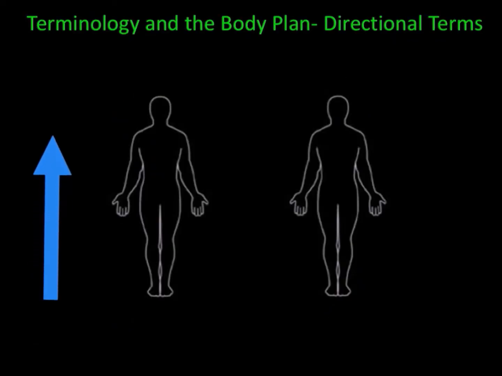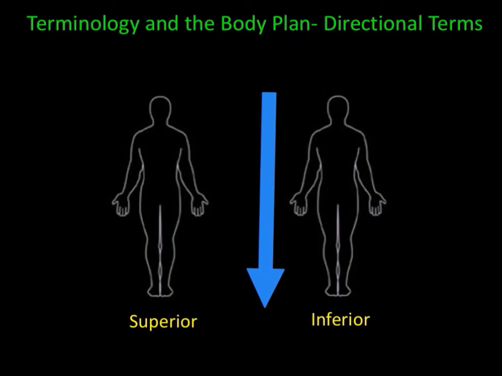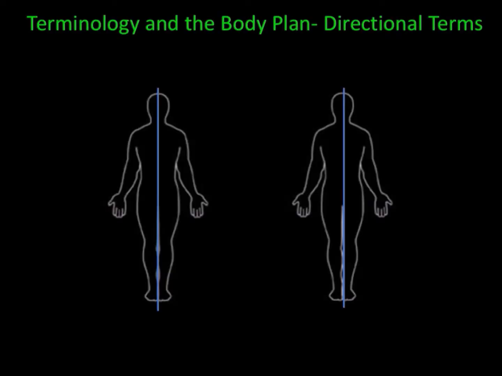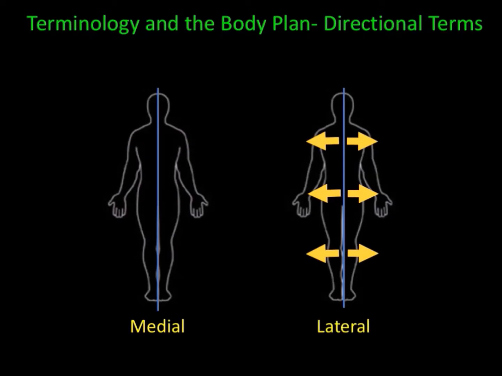Towards the head is superior, and towards the feet is inferior. So for example, the shoulder is superior to the knee, and the hips are inferior to the chest. The next set of terms orient the body in reference to the midline. Closest or towards the midline of the body is medial. Furthest or away from the midline is lateral. So for example, the ear is medial to the shoulder, and the wrist is lateral to the knee.